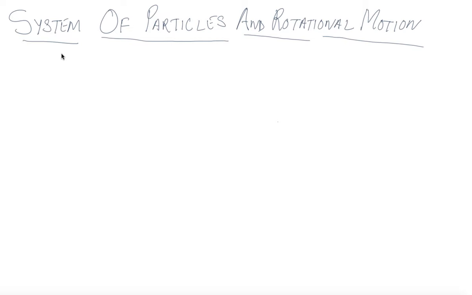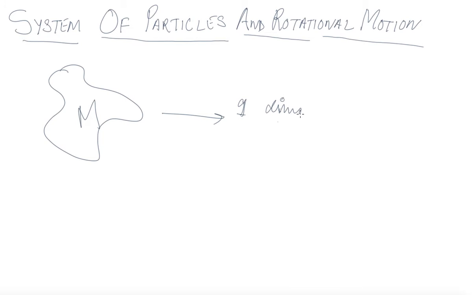So let's start this chapter by understanding system of particles and rotational motion. First, let's consider an arbitrary object, say M. This is my arbitrary object. Now, if this particular object goes into motion, say suppose in one-dimensional motion. This is my one-dimensional motion.